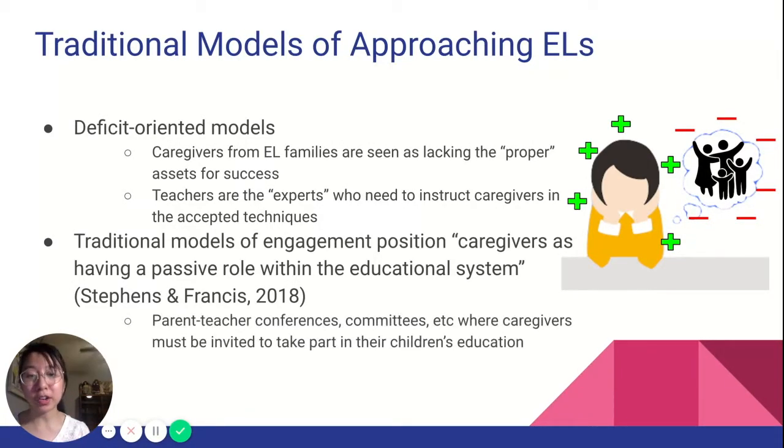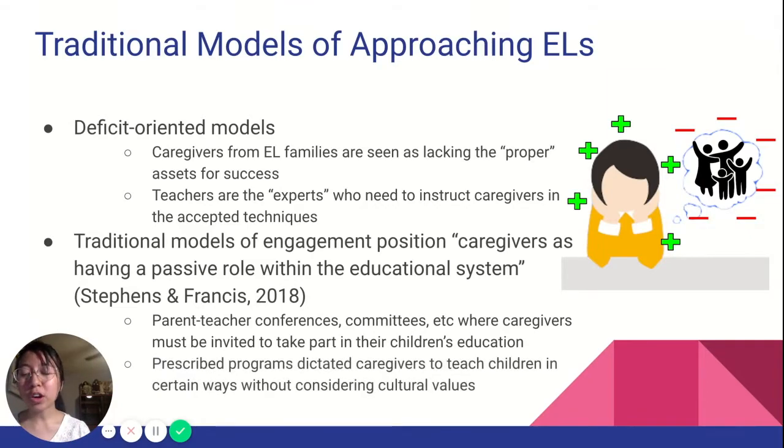So think about the classic parent-teacher conferences, committees, etc. Yes, the caregivers are participating, but only on our terms, the school's terms, only at the school's invitation. You can also imagine different programs that the schools might use to intervene on the caregivers, to almost control how they instruct their children at home. So you can think about reading intervention programs where the caregivers are instructed to read certain books to their children without taking into account the caregivers' own opinions, certain cultural values that they might want to instill on their own, or just their own philosophies about education.